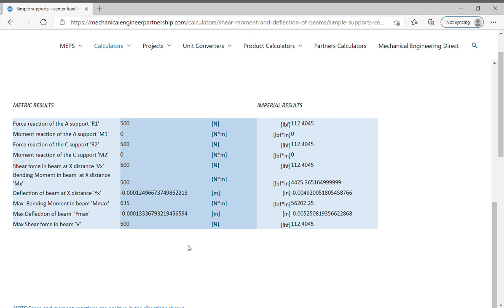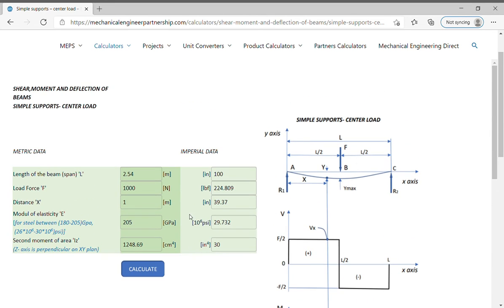Initial data in the International System of Units on the left side have equivalent data in the Imperial System of Units on the right, but the two blocks work independently. Let's have an example in metric: 3 meters for the length of the beam, 2000 newtons for F force, and then 1.5 meters for X distance, modulus of elasticity 205 gigapascal.